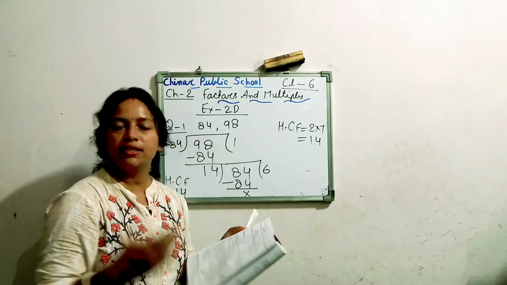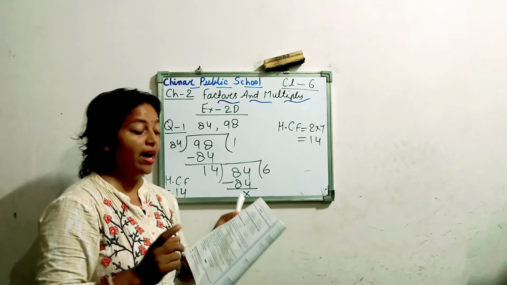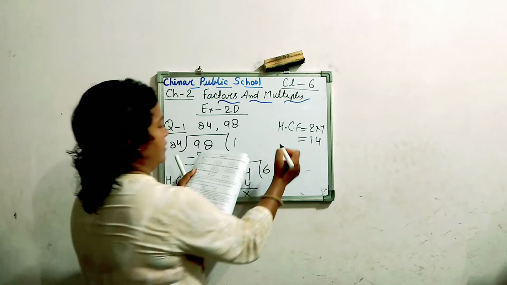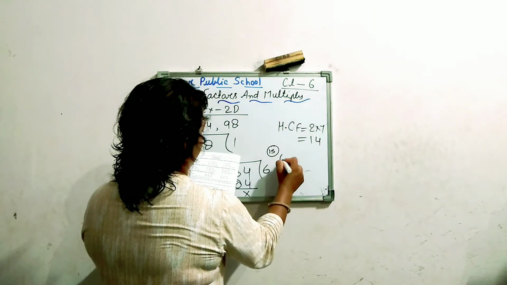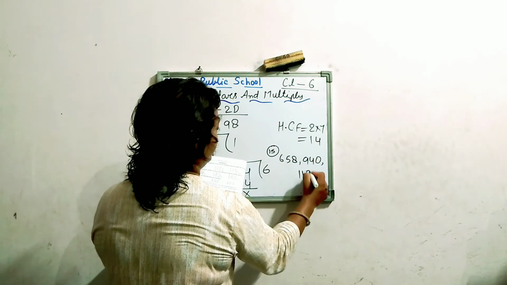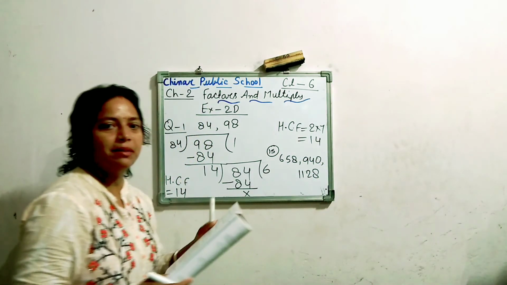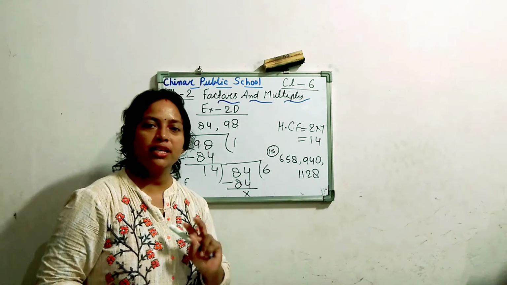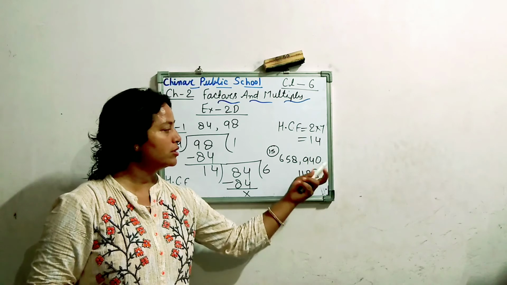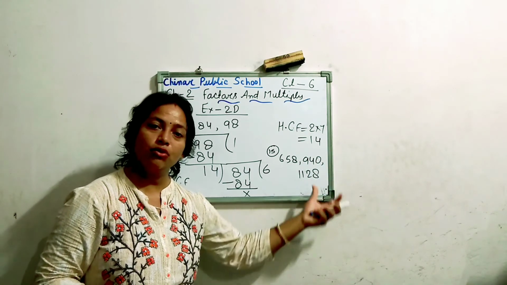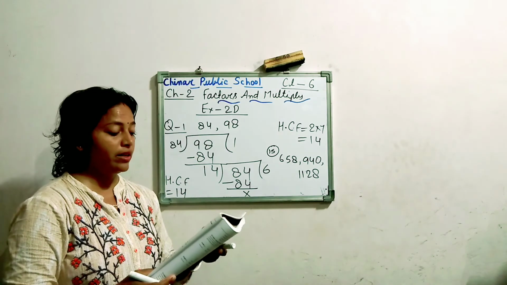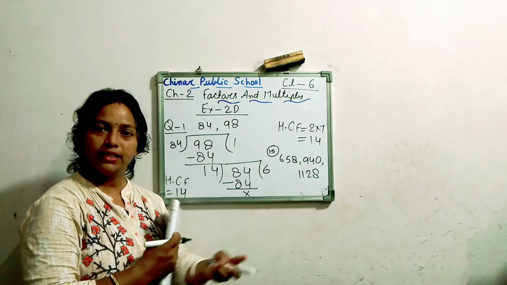From 15 we will discuss in the next video. Why? Because in 15 there are 3 numbers. Question number 15, 658, 940, 1128. You all know that having 3 numbers makes no difference, okay? We have to clear our concept. The answer of the process with 2 numbers we will operate with the 3rd number. No problem. So don't worry, we will discuss after 15 in the next video.